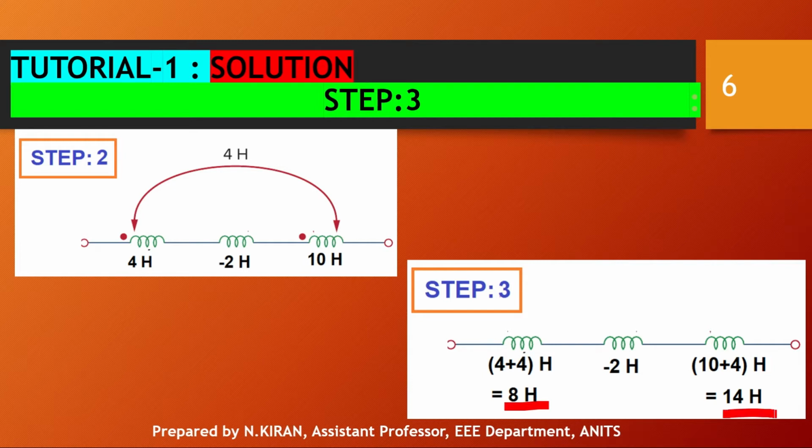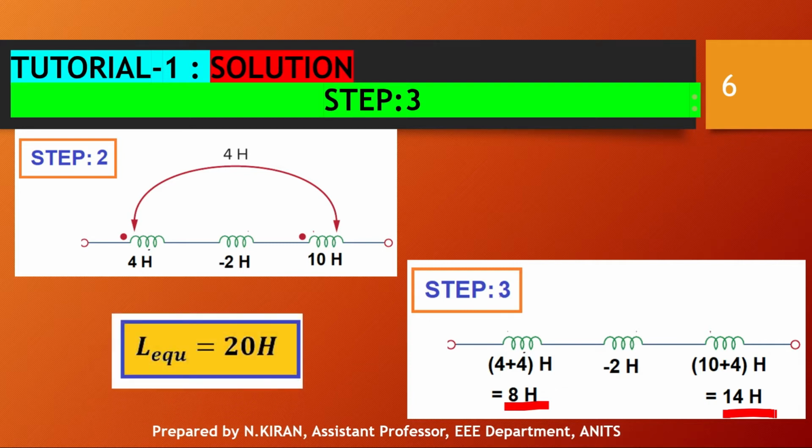So after eliminating all the couplings between each coil, I'll be left with the self inductances of each coil and adding all the values that we have obtained at last step will give me the total inductance or equivalent inductance to be, in this case, 20 Henry. So this is how we can find the equivalent inductance of magnetically coupled coils when they are in series.